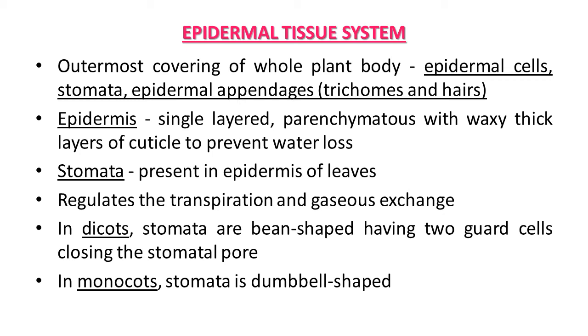In dicots and monocots, the structure of stomata is different. In dicot plants, the stomata are bean shaped. They have two guard cells enclosing the stomatal pore. But in monocot leaves, the stomata have a different shape, and that is dumbbell shape.